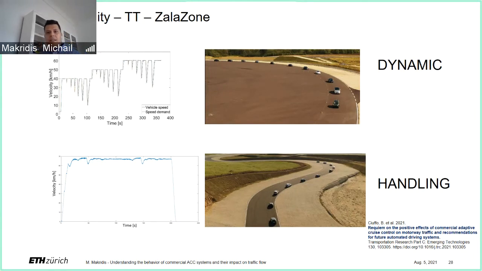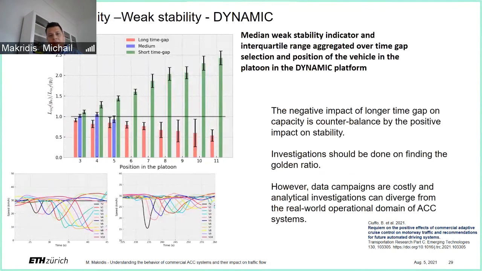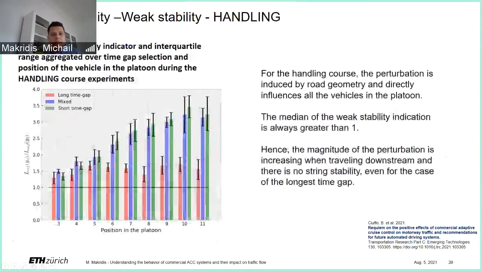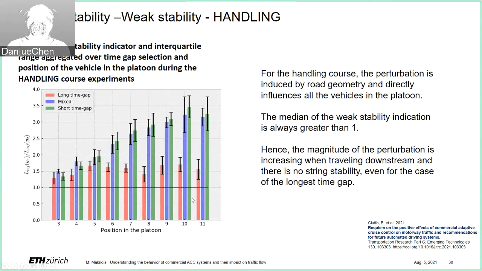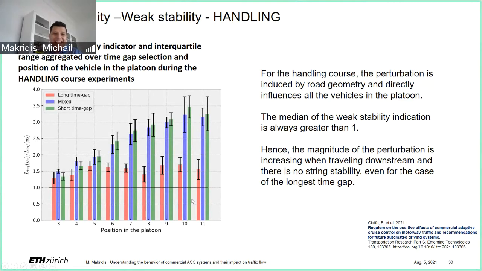But the idea is that these forces create some perturbations. And these perturbations propagate upstream, even if the whole platoon is stable. It's interesting that in this case, which is the handling, all the vehicles go to steady state, at least in theory, but you see an amplification of the perturbation. The interesting thing is that for the long time gap, this instability ratio is above one, so it's unstable, but it's not amplifying as you go upstream in the platoon. Yeah, but the fact that it's larger than one still surprised me. Yes, also myself, but these are the data.